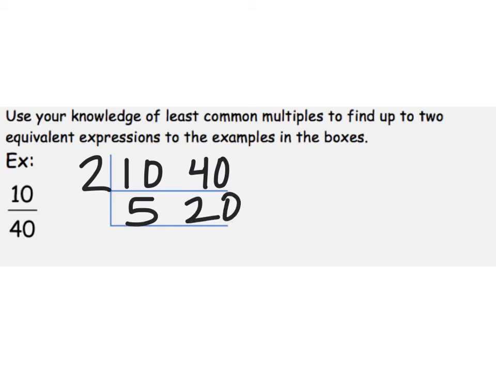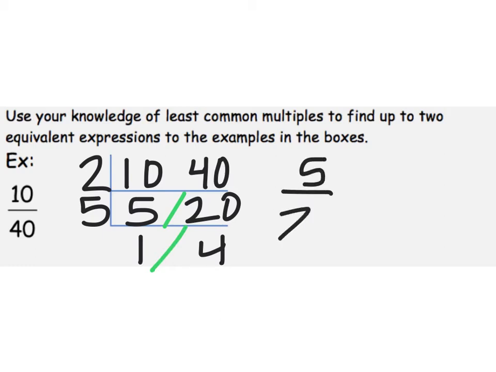Using this route, the only one we can take out is 5, because 5 is a prime number, and the only factors are 1 and 5. So we'll do 5, and we get 1 and 4. Drawing our slashes, the equivalent expressions we get are 5 over 20 and 1 over 4. Plugging that into a calculator, you would see that we would always get the value of 0.25.